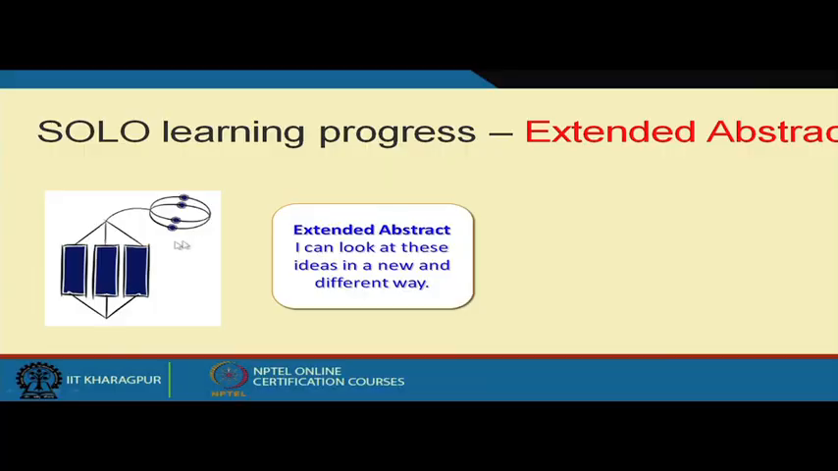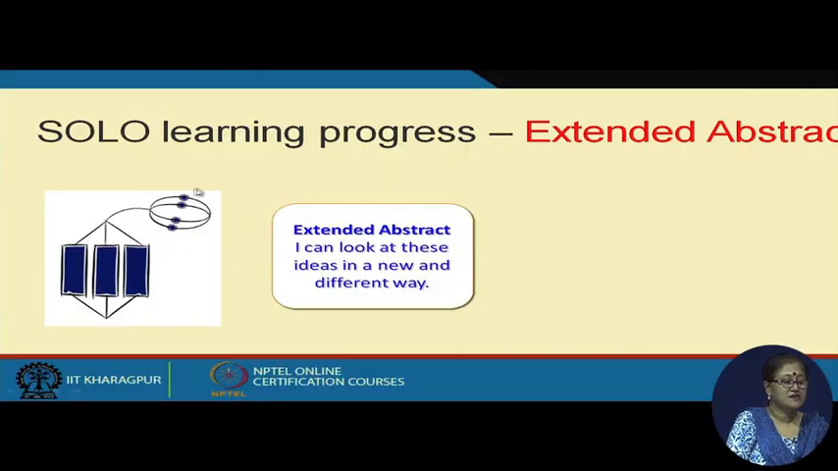And the extended abstract level is where I can look at these ideas in new and different ways. They can relate, and with the new ideas they can connect. So, that is the extended abstract level. Here the learning outcome goes beyond the subject and makes links to other concepts, right. At this level students can make connections beyond the scope of the problem or question to generalize or transfer learning into a new situation. So, that is the highest level in the SOLO taxonomy.